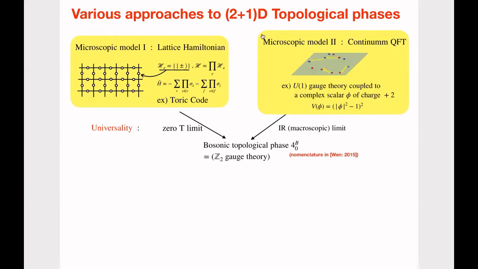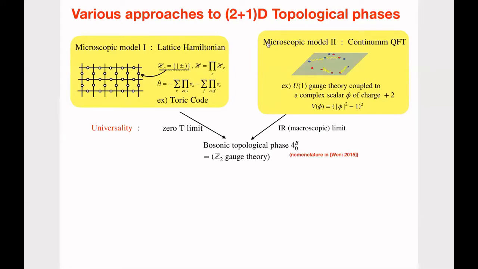Another well-known way is using continuum quantum field theory approaches. A 2+1 dimensional continuum quantum field theory can be determined by the choice of the gauge group and the matter content. We can also choose the Chern-Simons level and a gauge invariant potential.